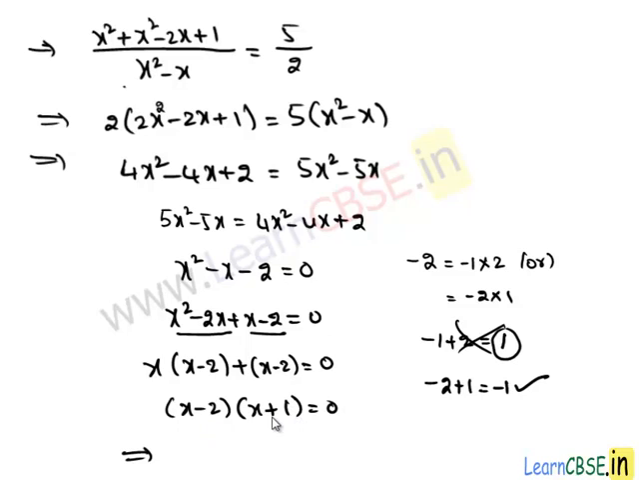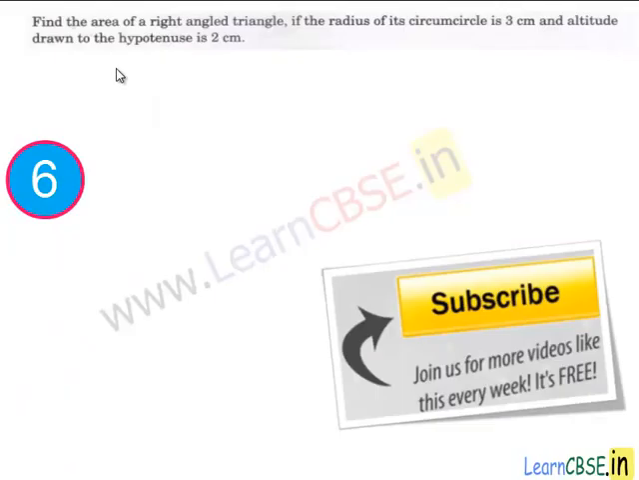To get the value of this algebraic expression to 0, each factor should be 0. Then we have either x minus 2 equal to 0 or x plus 1 equal to 0. From this we get the value of x, which is x equal to 2 or x equal to -1. This is the solution of the above quadratic equation. This completes our problem. Let's move to the next question.